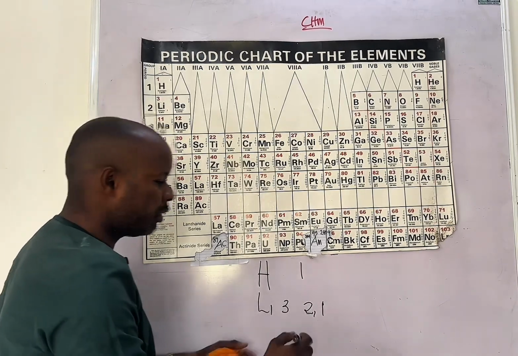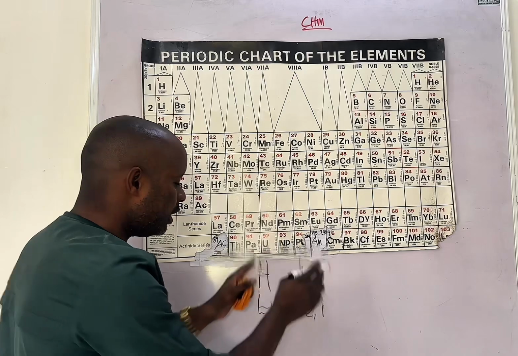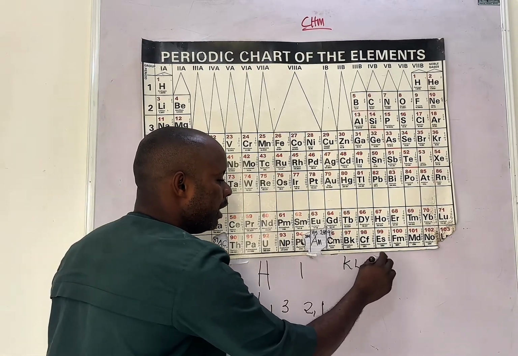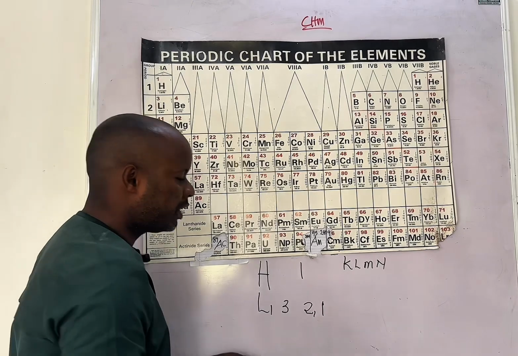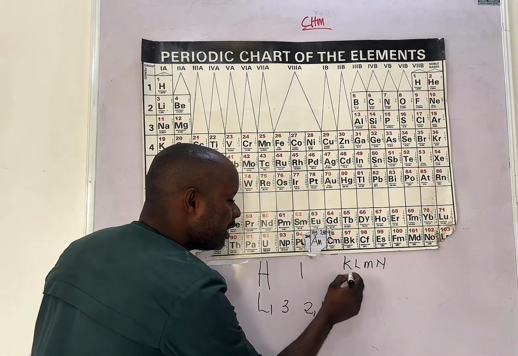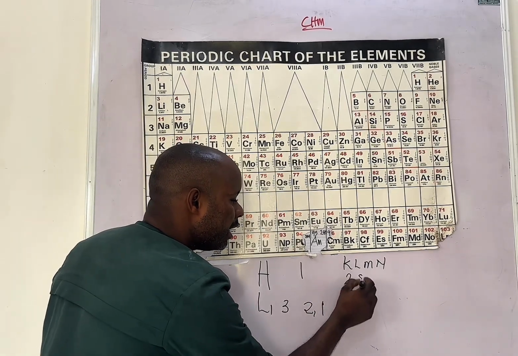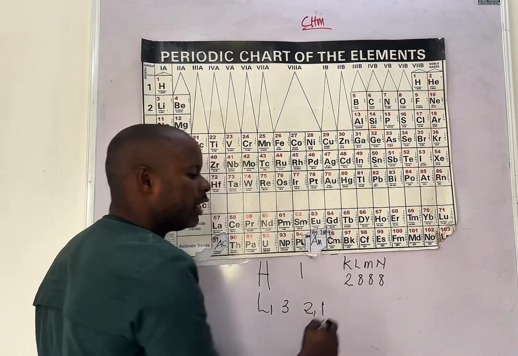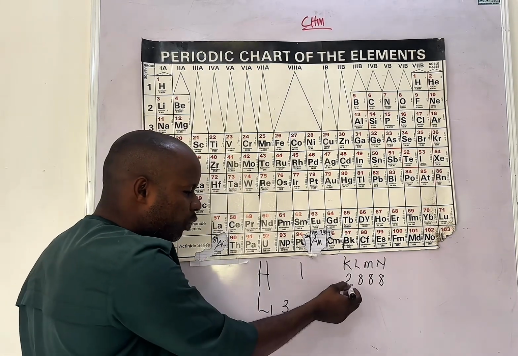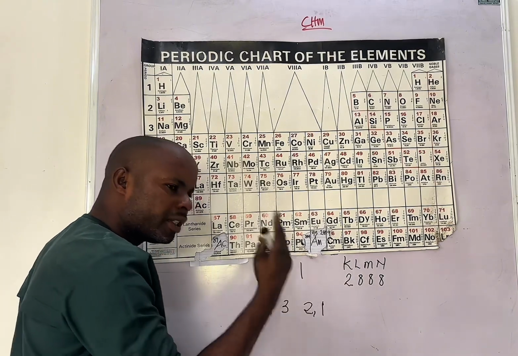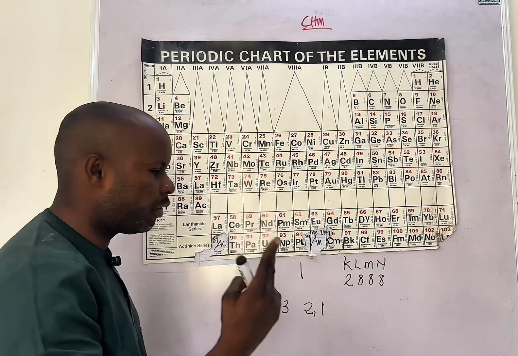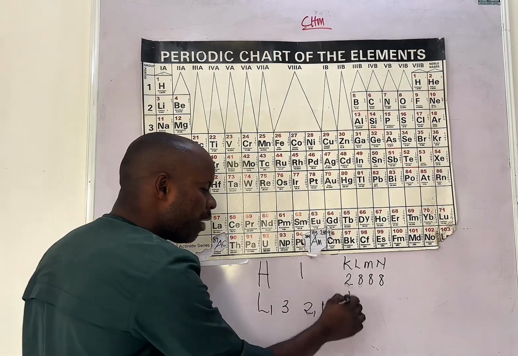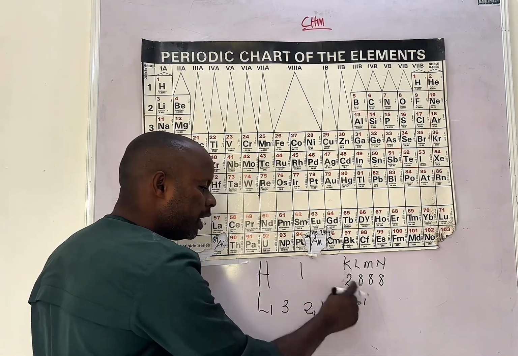In SS1, we were taught that for electronic configuration, we use the K, L, M, N shells. The maximum number of electrons the K shell can take is 2. Here is 8, here is 8, using the octet rule. So the K shell takes a maximum of 2 electrons during electronic configuration. That is to say, hydrogen has K1, only 1 electron in the K shell.